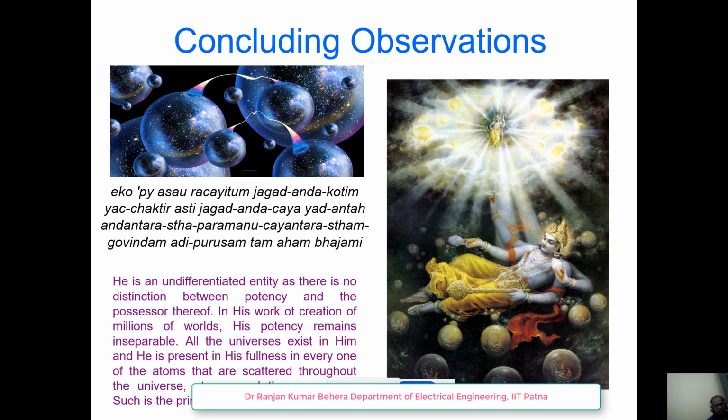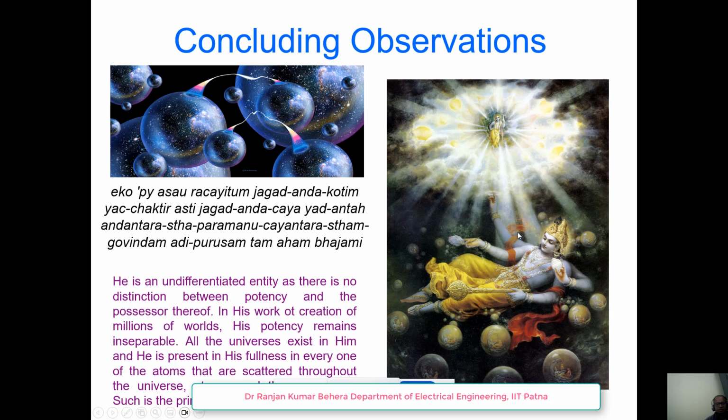That is why it is said in the Brahma Samhita, eko 'py asau racayitum jagad-anda-koti, yac-chaktir asti jagad-anda-cayā yad-antar, andantara-stha-paramanu-cayantara-stham govindam adi-purusham tam aham bhajami. He is an undifferentiated entity, as there is no distinction between potency and possessor. In his work of creation of millions of worlds, his potency remains inseparable. All universes exist in him, and he is present in his fullness in every one of the atoms scattered throughout the universe at once. Such is the primeval Lord whom I adore.